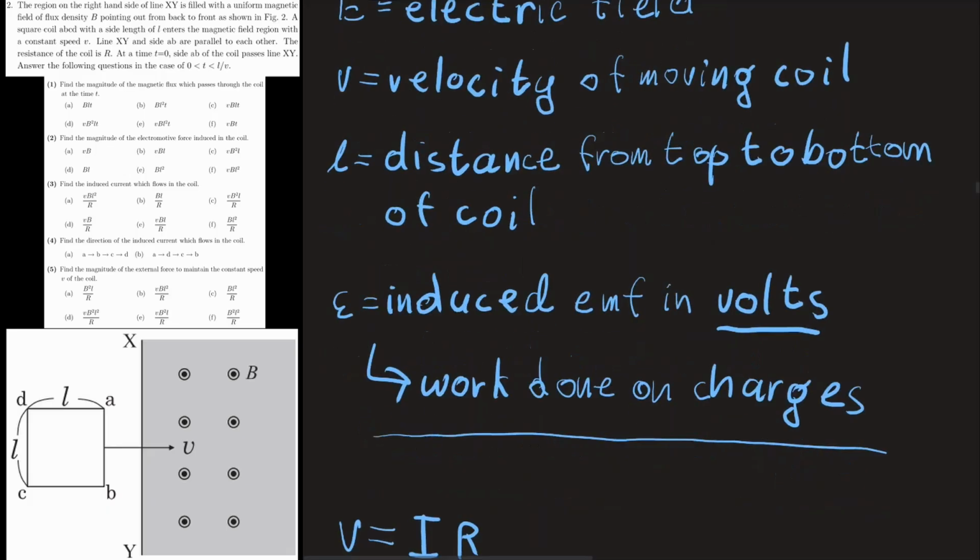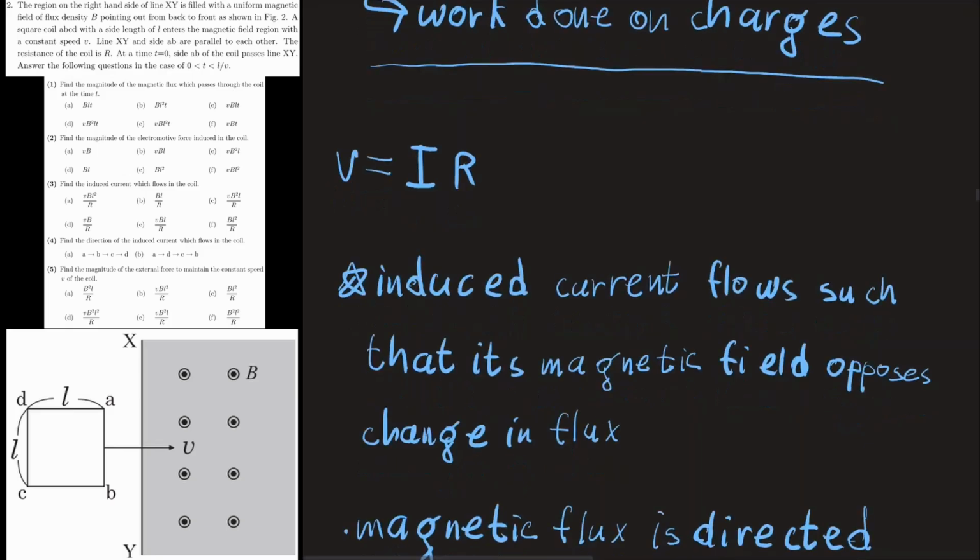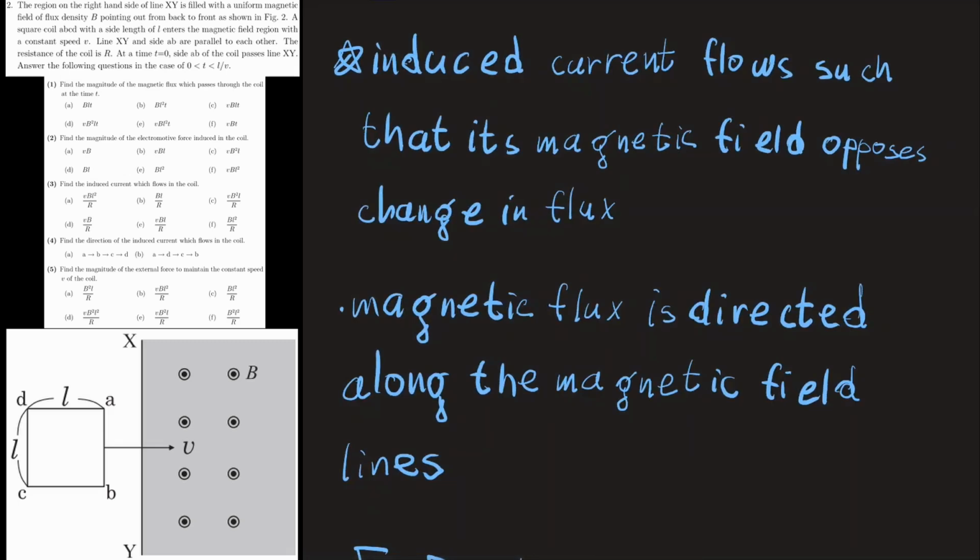Now, hopefully you all know that voltage is equal to current times the resistance. After that, an important thing to note is that an induced current flows such that its magnetic field opposes change in flux. So what that means is that if a wire or a coil enters a magnetic field with conditions to create an induced current, that current, which produces a magnetic field of its own, will flow such that the magnetic field that it produces will oppose the change in flux from the magnetic field that it is passing through. And magnetic flux is directed along the magnetic field lines.